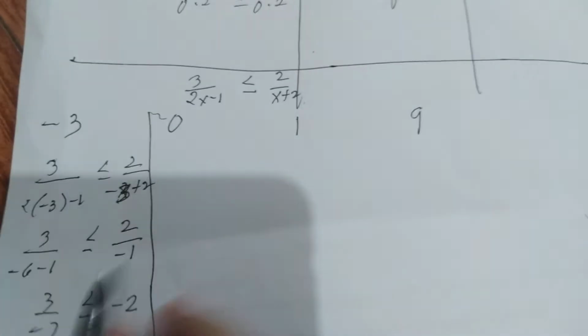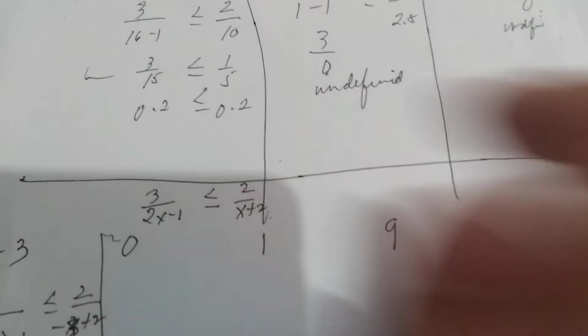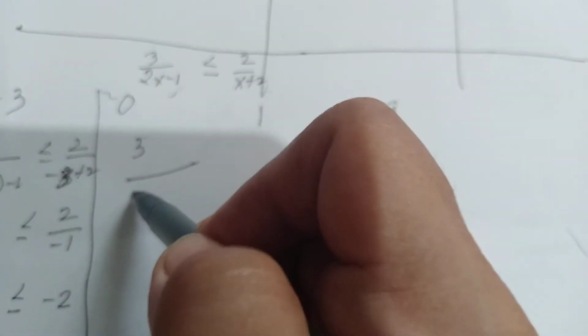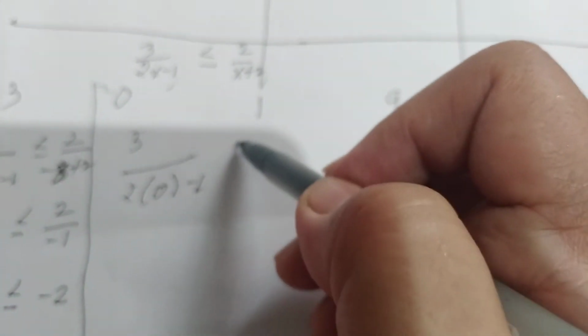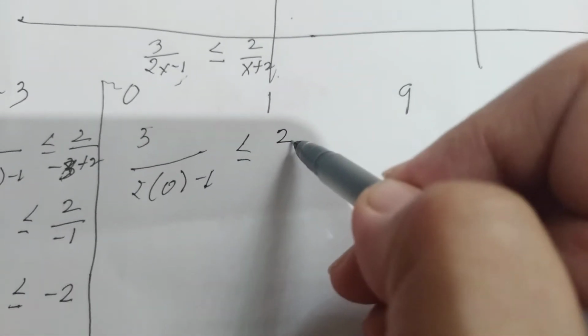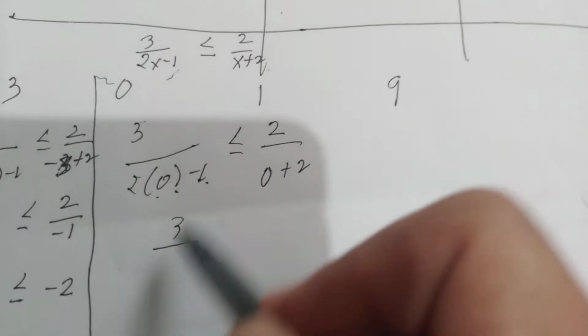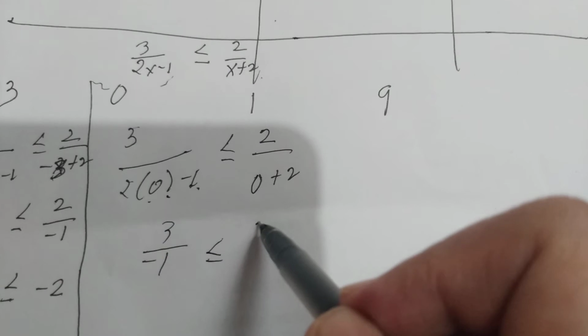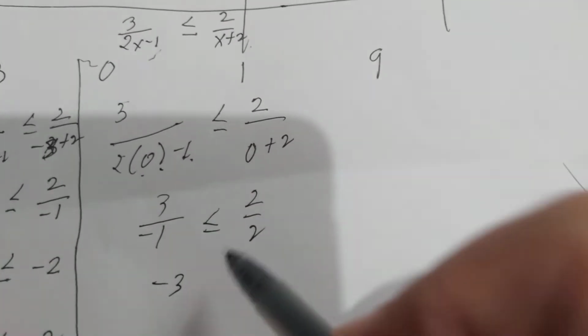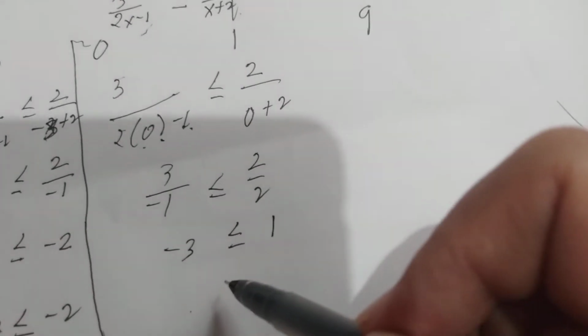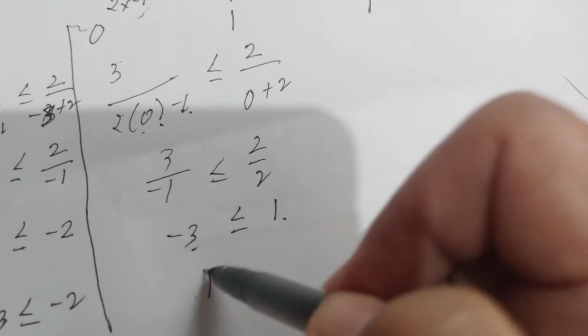And then, for the second test value naman natin, 0. So, substitute ulit natin. So, that will be 3 over 2 times 0 minus 1 is less than or equal to 2 over 0 plus 2. So, that is 3 over 2 times 0 is 0, minus 1 is negative 1, is less than or equal to 2 over 2. So, this is negative 3 is less than or equal to 1. So, ang negative 3, mas mababa sa 1. So, the statement is true. Okay? That is for 0.